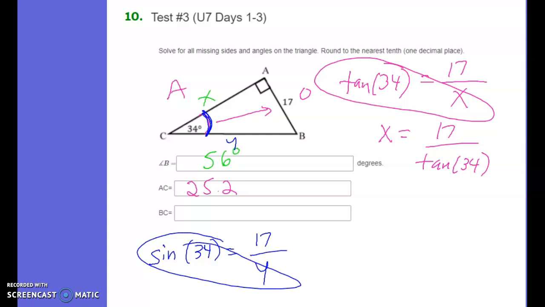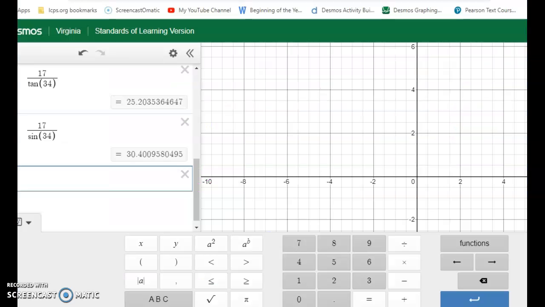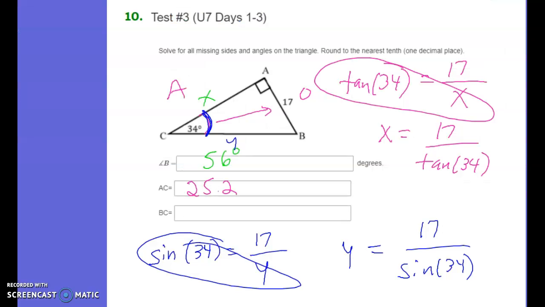When my unknown is in the denominator, I switch the location, and I get Y equals 17 divided by the sine of 34. Then I go to my calculator, and I get the hypotenuse 30.4. So that is my last side, BC.